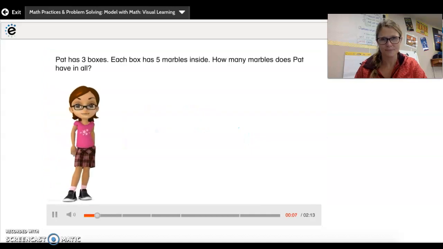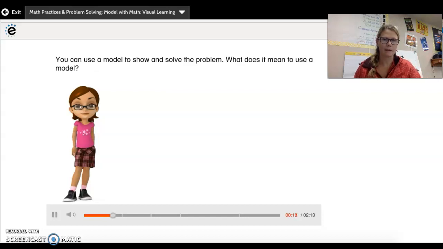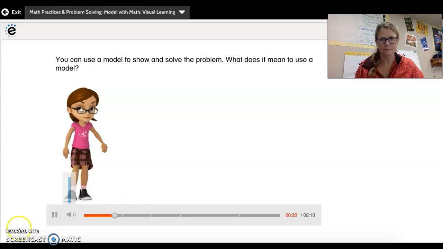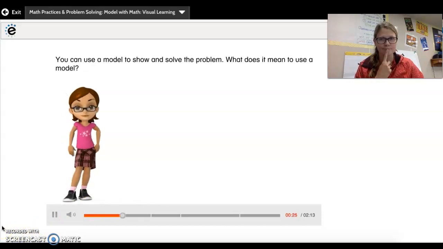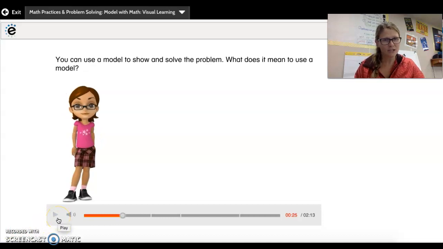Pat has 3 boxes. Each box has 5 marbles inside. How many marbles does Pat have in all? You can use a model to show and solve the problem. What does it mean to use a model? Well, that's our first question for today.